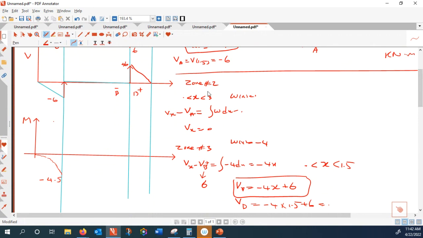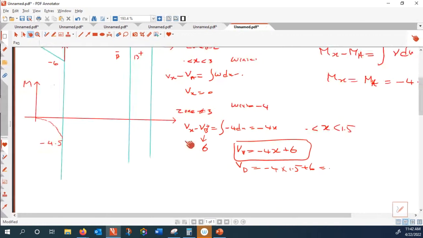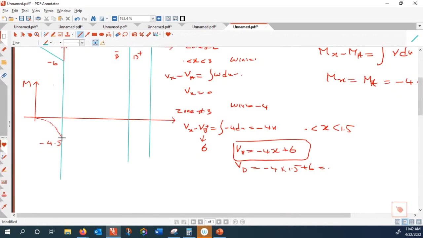And let's continue with zone 2. Zone 2, that is M of x minus M of A, equal to the integral of V dx. For the second zone, V was what? That was 0. Okay, so that means M of x is equal to M of A, which is equal to minus 4.5. So in the second zone, we have a constant bending moment.